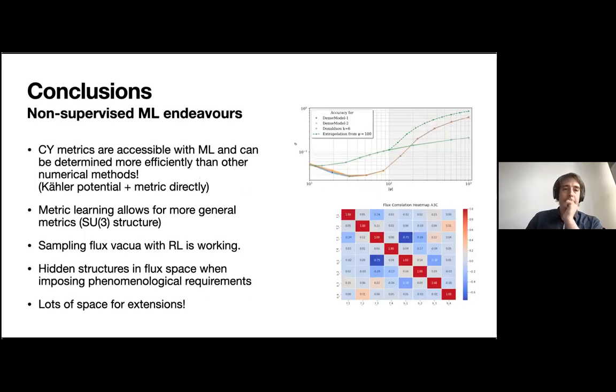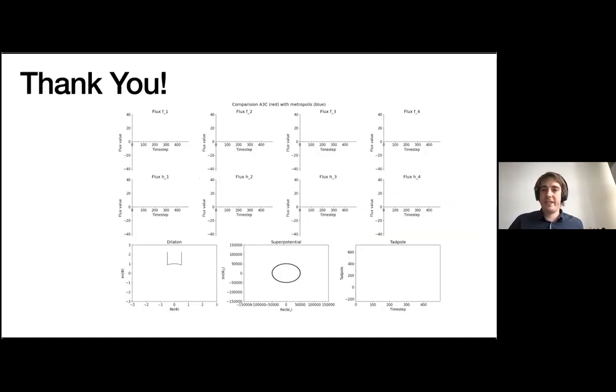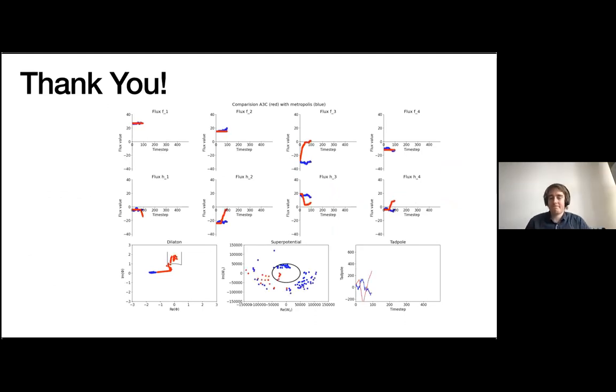Good. So let me conclude. Calabi-Yau metrics are very much accessible with machine learning. We can venture into new types of metrics. Flux vacua are accessible with reinforcement learning, so sampling them is possible. We've shown this here. And this reveals some hidden structures in the flux space, and there's lots of space for natural extensions. While I'm waiting for your questions, you can take a look at what the RL agents are actually doing in comparison to Metropolis, how it's actually wandering in the space. So thank you very much for listening.